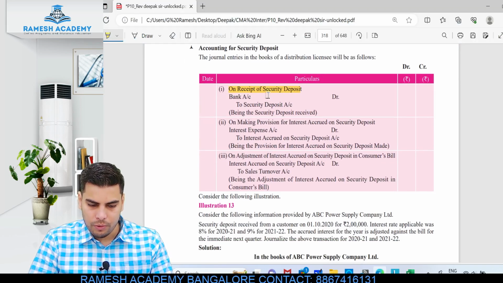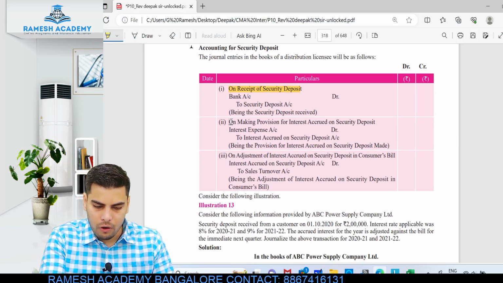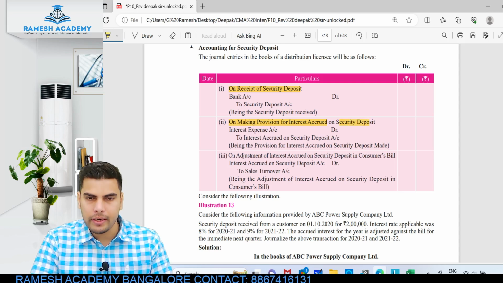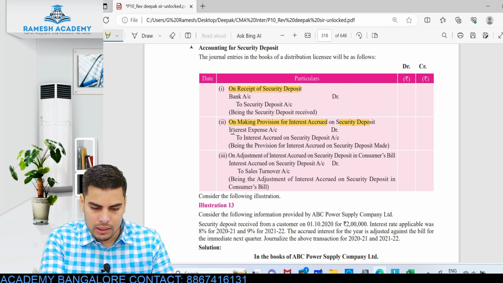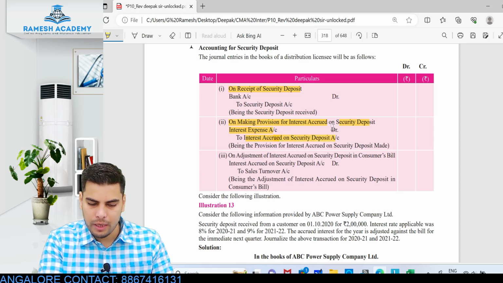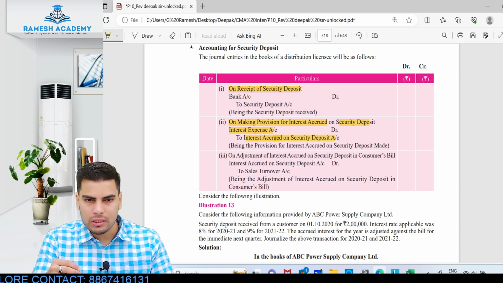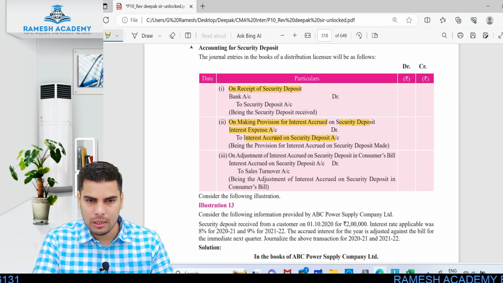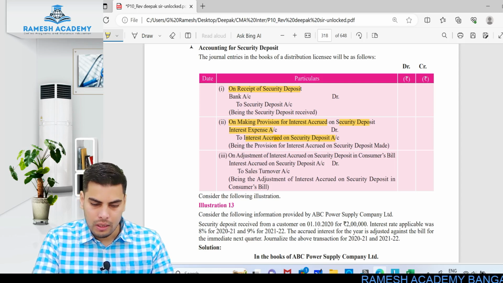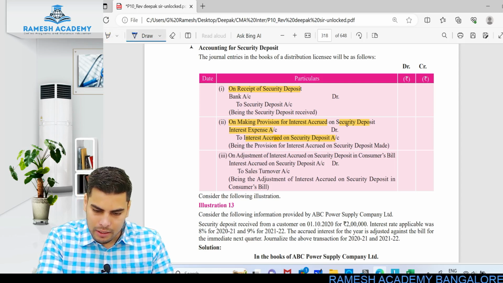Then the next thing would be on making provision for interest accrued on security deposit. They are supposed to pay this particular interest, right? Interest will be an expense for them, and this is interest payable on security deposit. So instead of calling it accrued, let us call it interest payable. If you feel it is interest accrued, you might think that it is an income or receivable. Don't get confused. This is an expense and this is a liability.